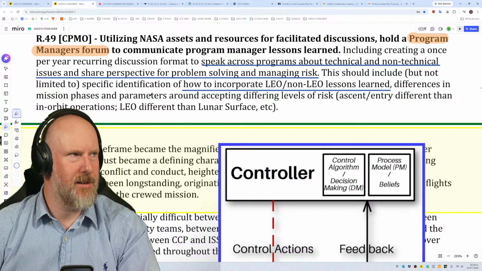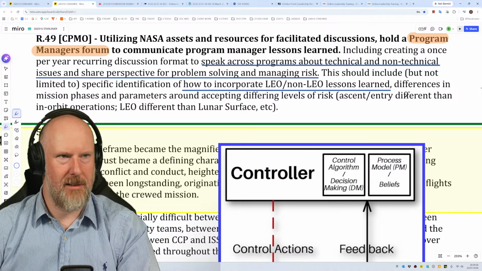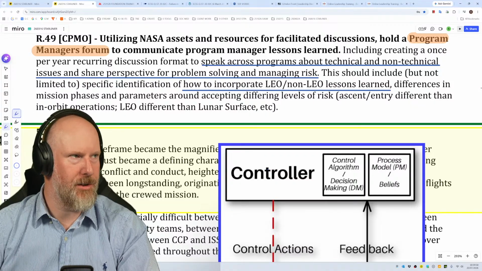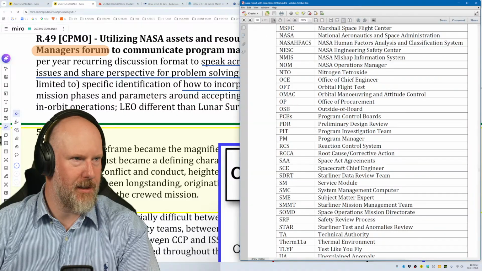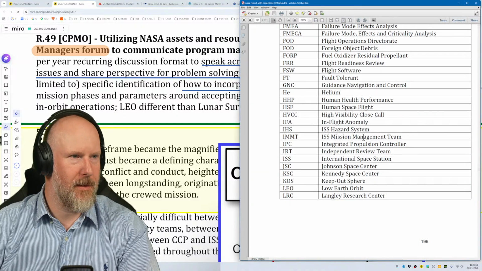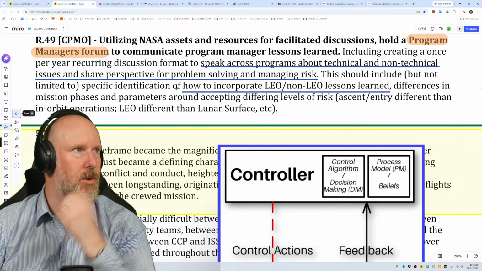Differences in mission phases and parameters around accepting different levels of risk, ascent and entry different than in-orbit operations, LEO different from lunar surface, etc. I've just realised that LEO must mean low Earth orbit. Am I correct? Yes, it is low Earth orbit. So that's what LEO stands for.